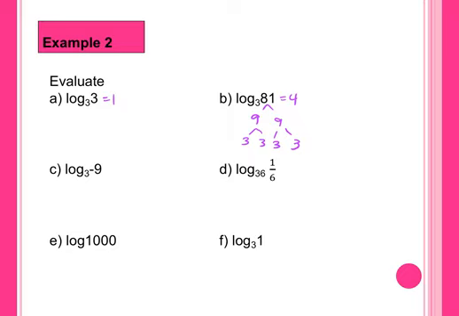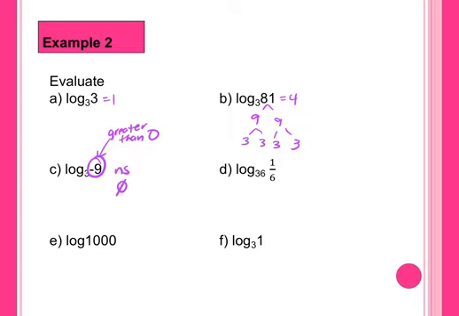Log base 3 of negative 9. Not possible. Why isn't it possible? There is no power I can raise a positive number to make it negative. This number can never be negative, and it cannot be 0. It has to be greater than 0. So you would write no solution, you could do 0 with the strike through, not possible, undefined, anything like that's good.